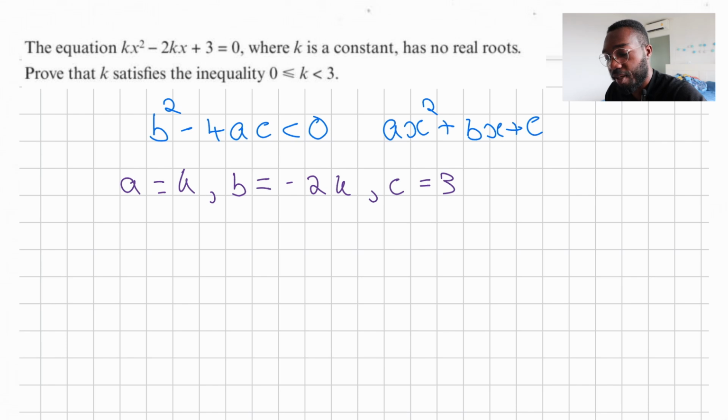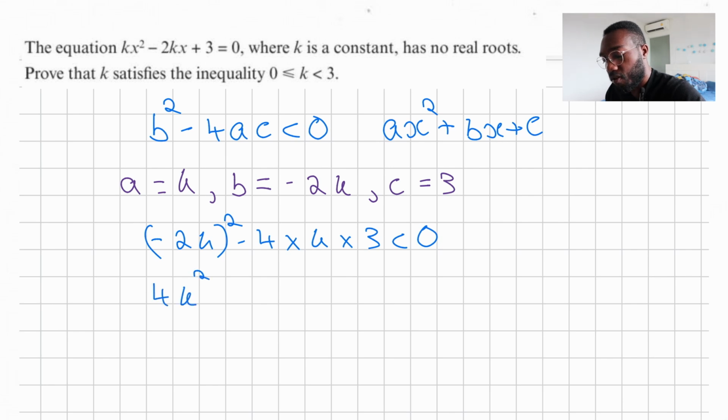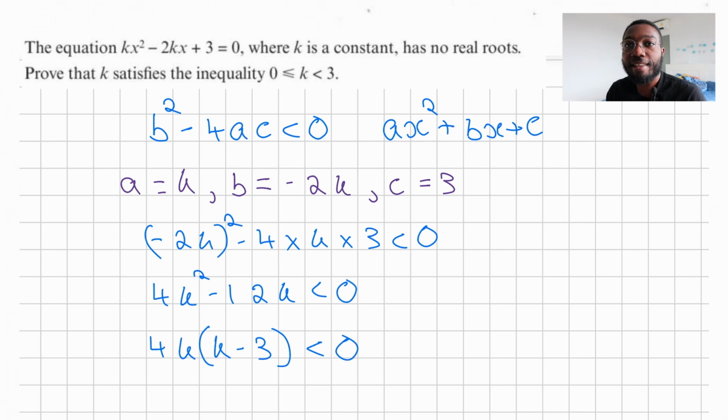So if we do that, we have b squared, so that will be minus 2k squared, minus 4 times a, which is k, times c, which is 3, and that is less than 0. So that would give us 4k squared minus 12k, and that is less than 0. So now, if we were to factorize this, we can just take out the 4k. We can also divide by 4 and then factorize, but I'll just take out the 4k, and then we get 4k and then k minus 3 in the brackets is less than 0.